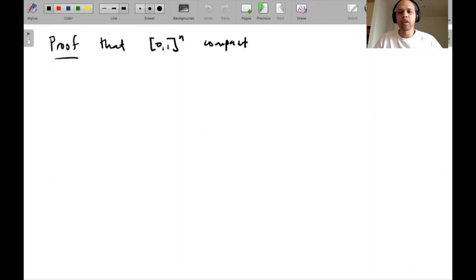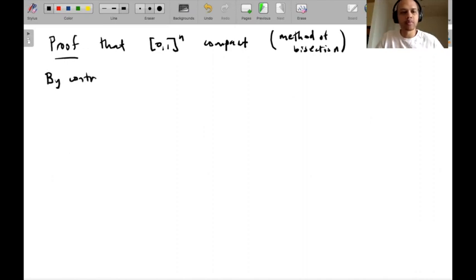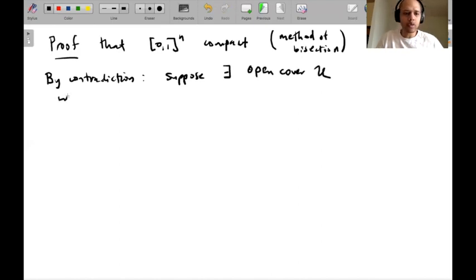Okay, so the proof technique here is what's called the method of bisection, which hopefully will make sense as soon as we see how this goes. So we're going to proceed by contradiction. Suppose the cube is not compact, which means there exists an open cover U with no finite subcover.